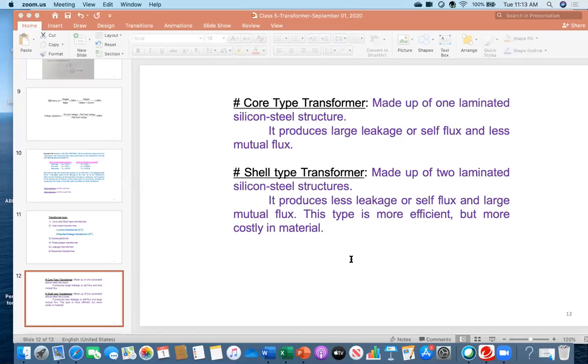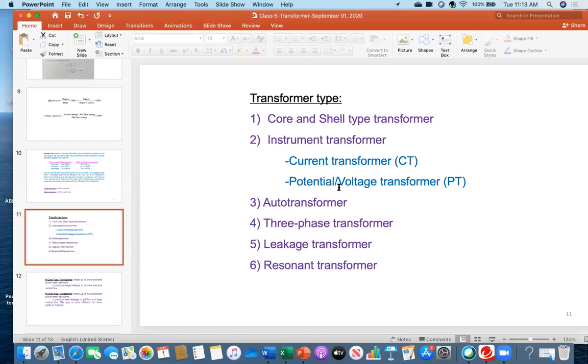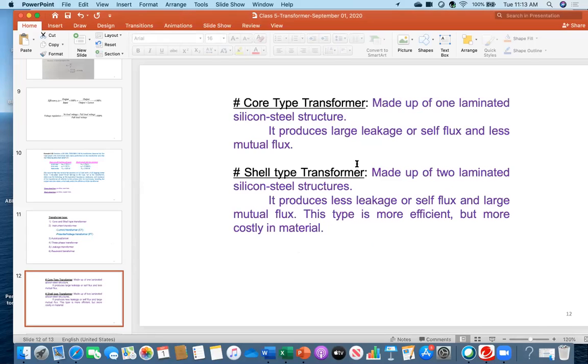So okay, then hold on there. In the next class, I will be explaining instrument transformers and auto transformers. And at this point, I'm going to stop sharing.